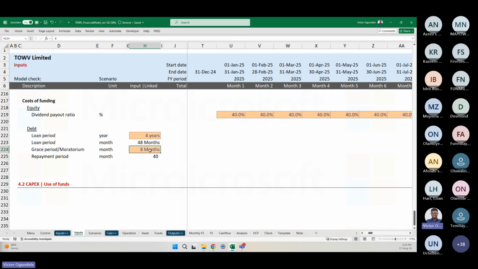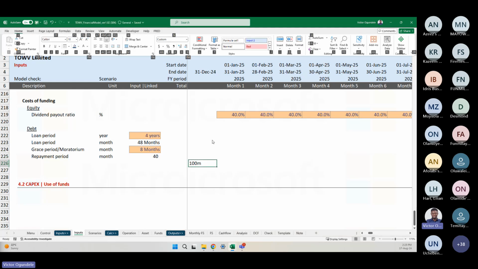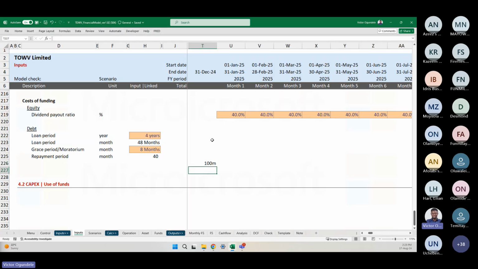Now, in month 1, we calculated the interest that we're supposed to pay, but we did not pay it. You know what will happen in month 2? That interest that we ought to pay in month 1 that we did not pay. So let's assume we took a loan in the first base period of 100 million. Now we calculated our interest expense at the end of this period to be, let's say, 1.1 million.